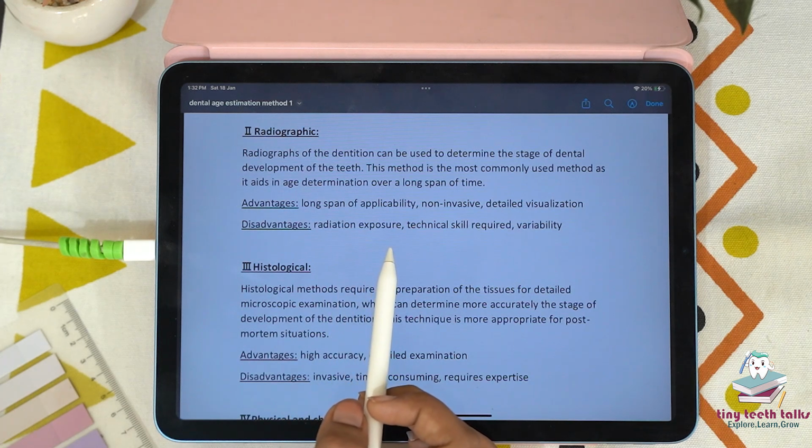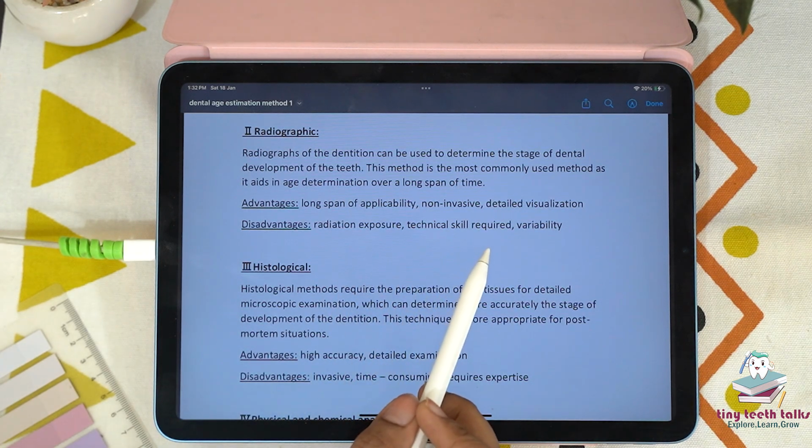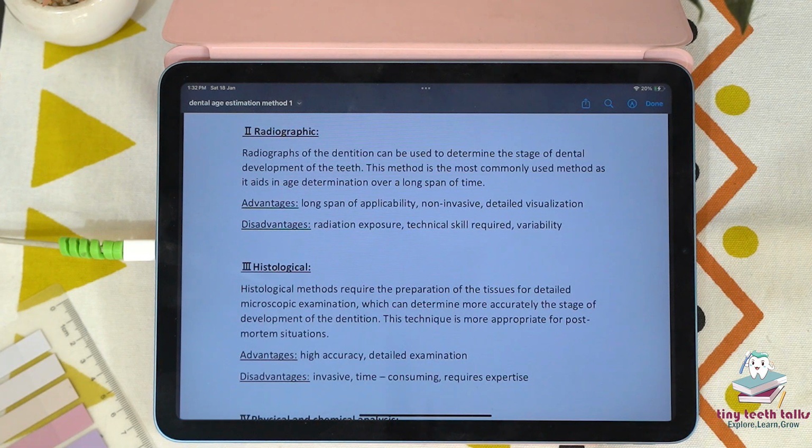Disadvantages: radiation exposure. Although minimal, there is some exposure to radiation, and technical skill is required. Accurate interpretation requires expertise. Variability: individual variability in dental development due to genetic and environmental factors.